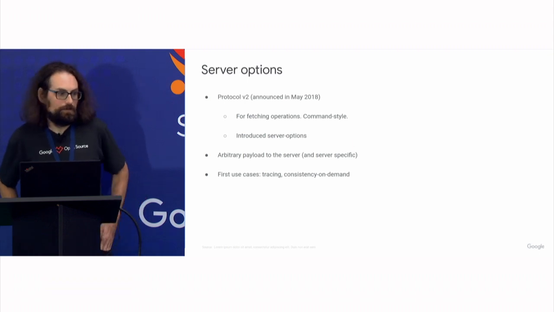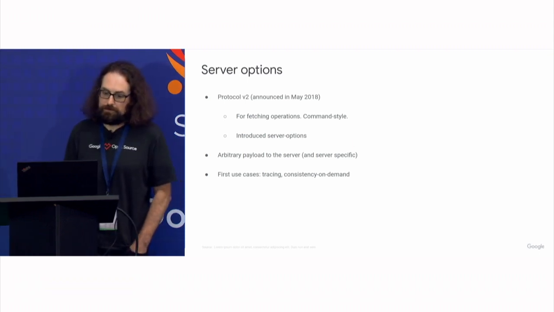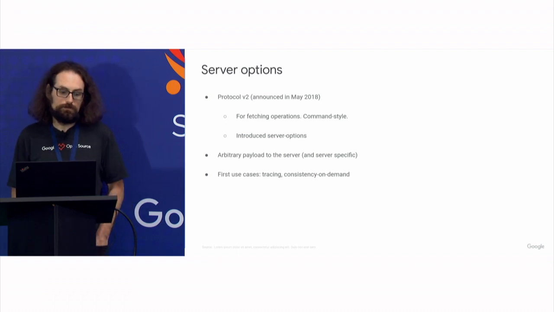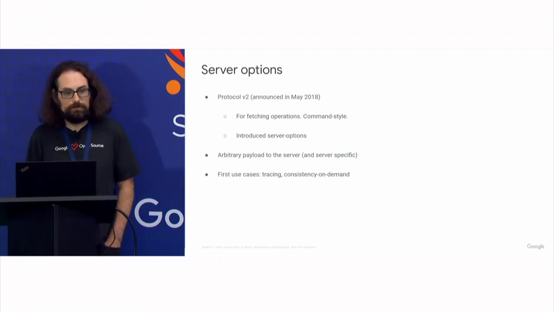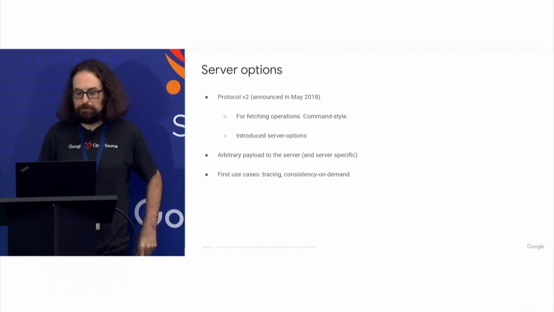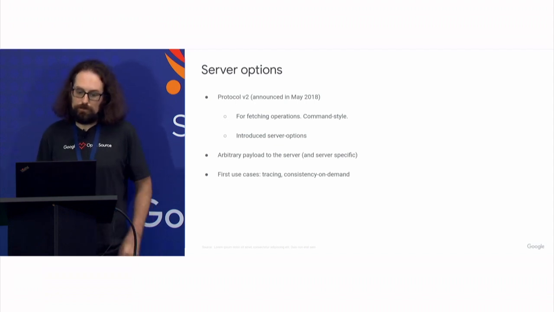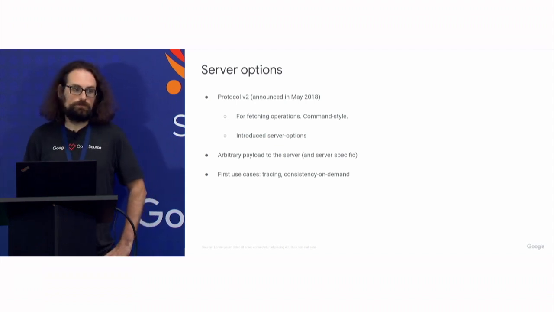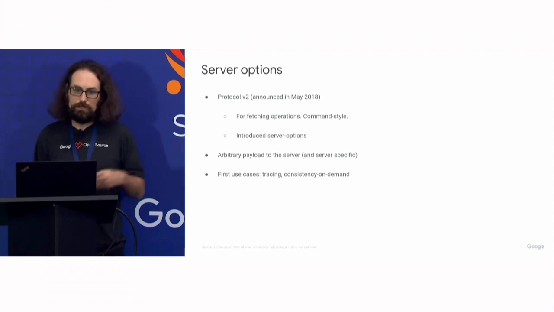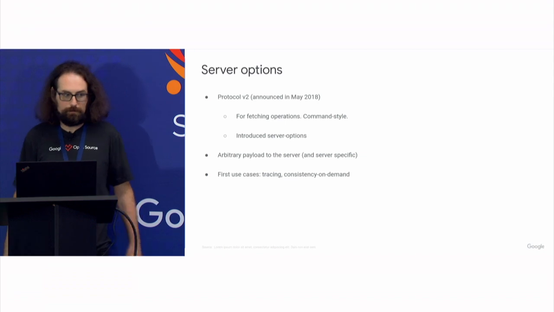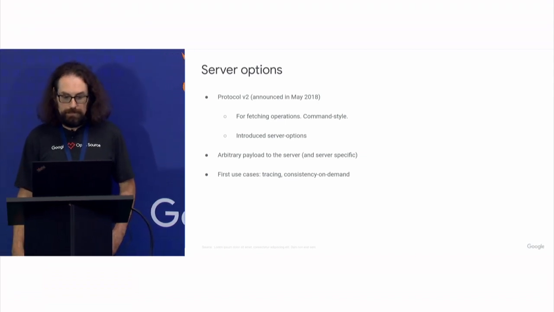So, server options. In May of 2018, we introduced the protocol v2 on Git. The main advantage was that on the fetch part, we could split the things in a command-style fashion. So instead of doing all in one step, where the server tells me what it has and I decide what to do, now we can do that in two steps and save a bit of the advertisement.